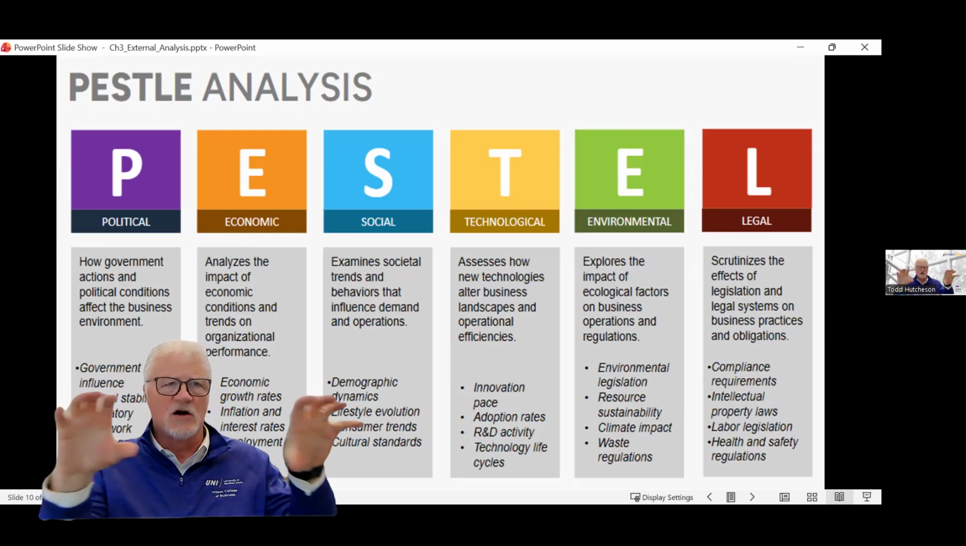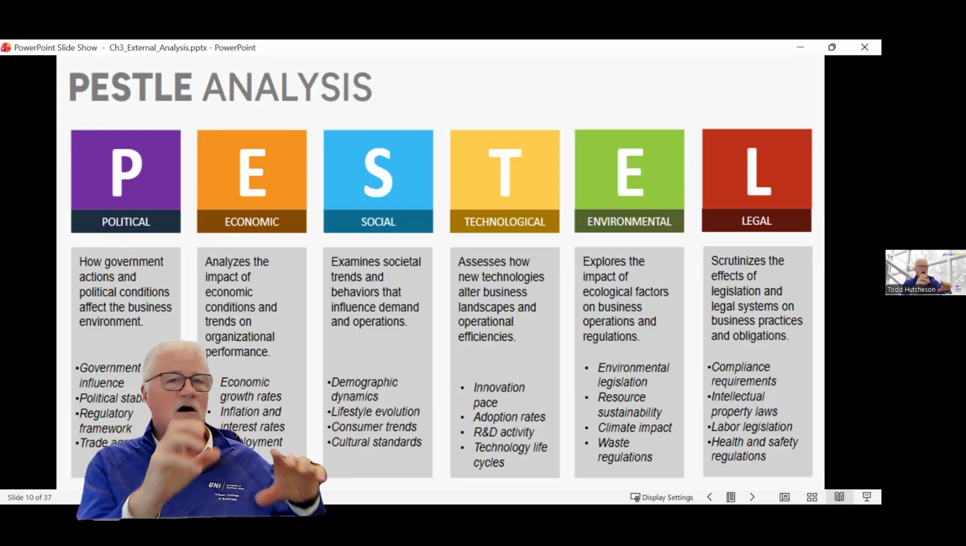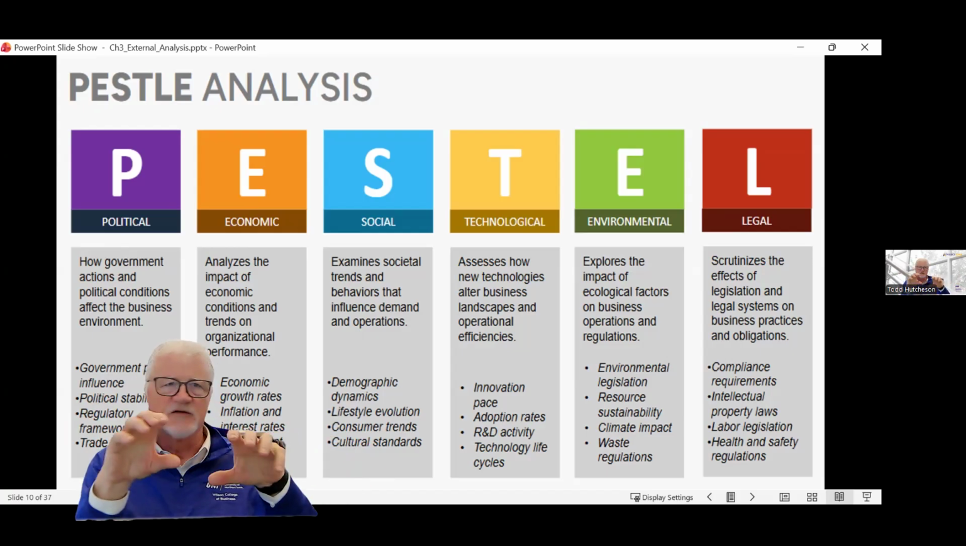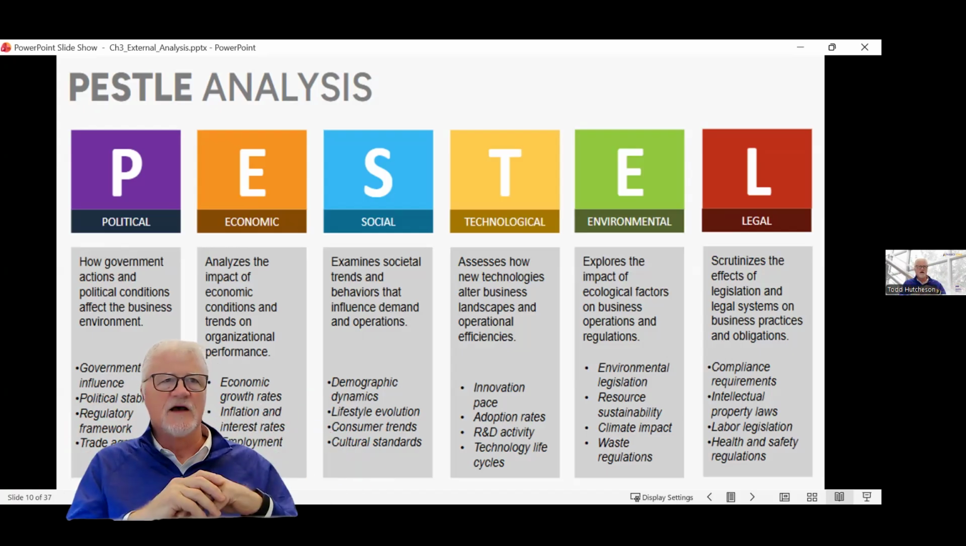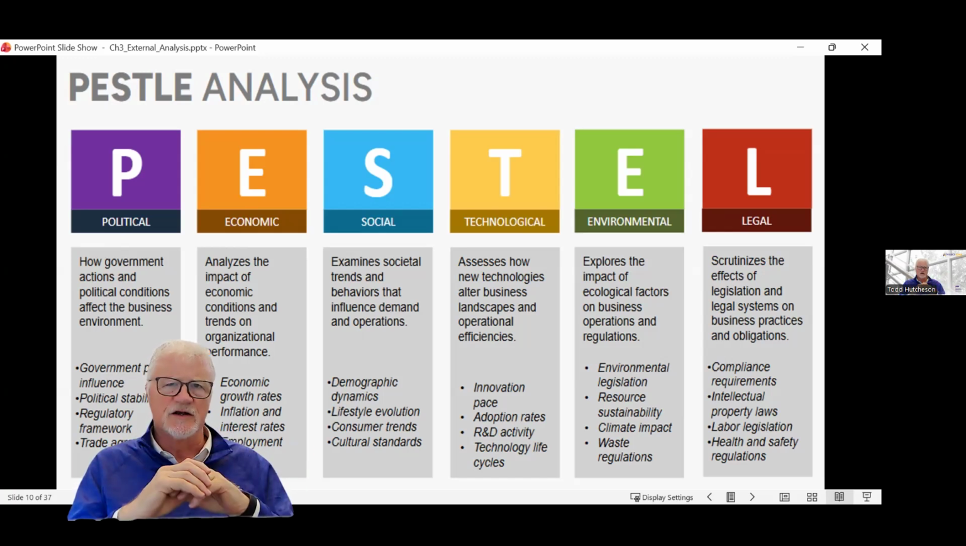So if you think about all of these together, this is the general environment that all businesses have to operate inside of. It impacts different industries in different ways, but we all have that impact, and they're all things that we can't necessarily directly control or impact.